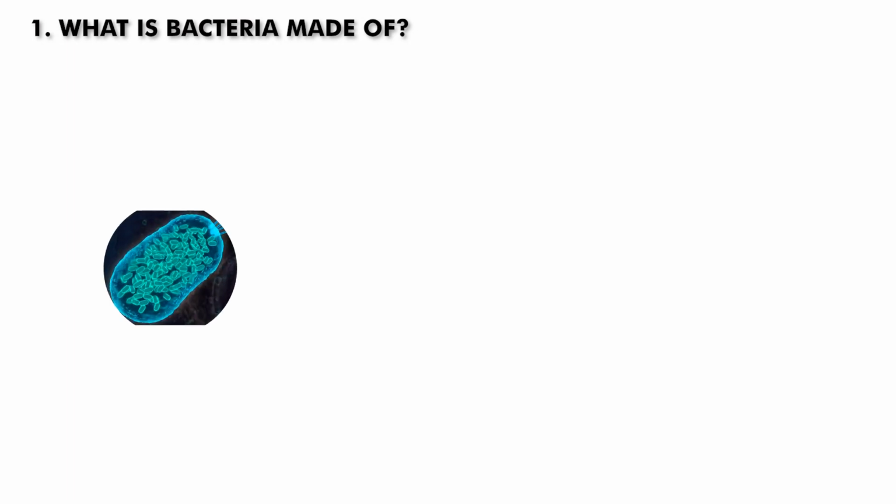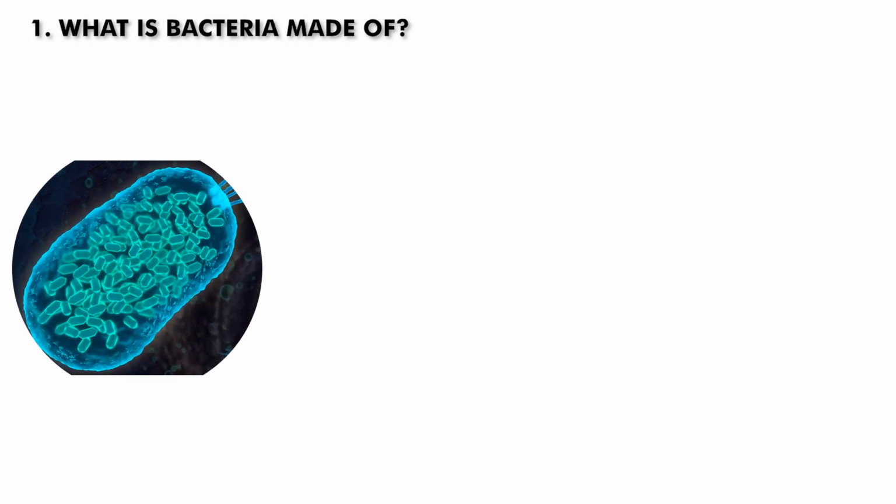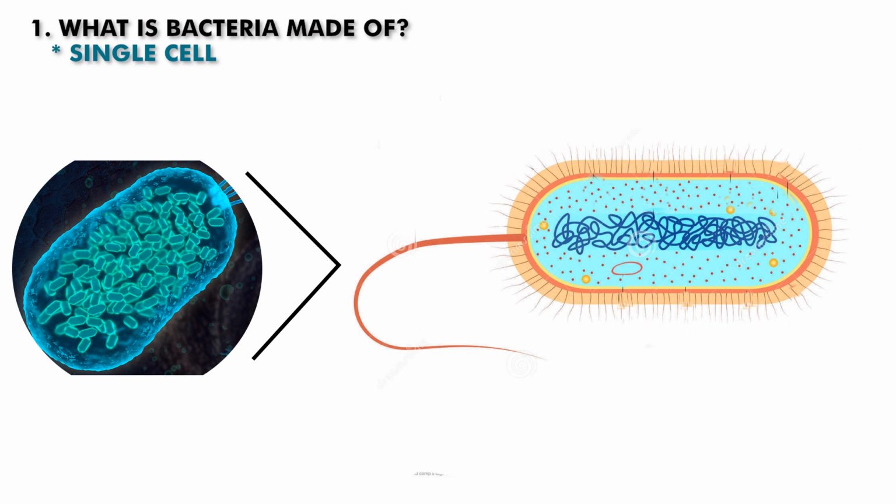Question 1. What is bacteria made of? Our body is made of a very large number of cells, and cells are responsible for performing different functions. But a bacteria is a single cell. All functions such as nutrition, respiration, excretion, etc. are done by this single cell.